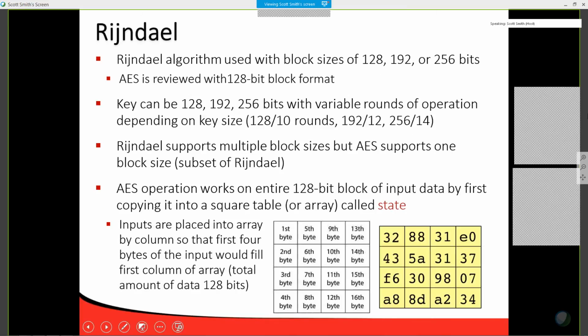Rijndael algorithm. Rijndael algorithm is used for AES. We're going to look at it from the 128-bit perspective. So the input block of data is 128 bits of data. Notice that block there you see with the 32, the 88, the 31. Those are hexadecimal values representing our binary string of data. Now, if you add all those hexadecimal numbers together, you're going to get 128 bits of data. All right? So imagine, if you will, you have a complete string of plaintext data, and that plaintext data is being divided up into these arrays, or these blocks of 128 bits.